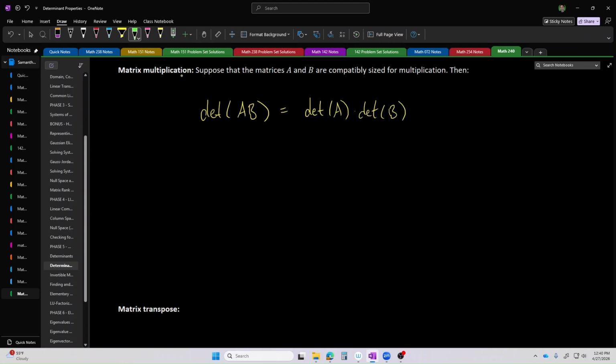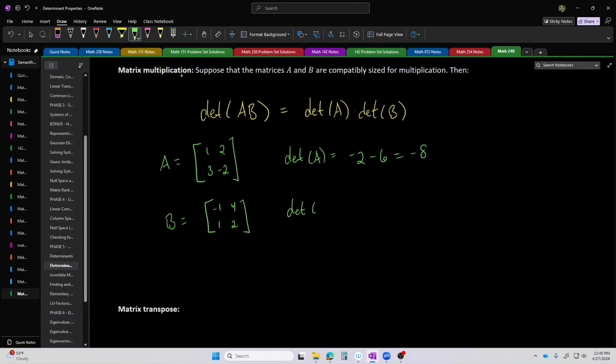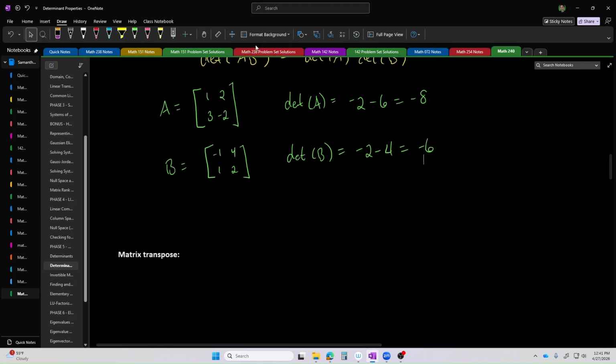Just to demonstrate that and see that in action, let me take a nice simple matrix A being 1, 2, 3, minus 2. And the determinant of the matrix A in this case would be -2 minus 6, result minus 8. Let me take the matrix B to be -1, 4, 1, 2. If I calculate the determinant of this matrix B, then the matrix B would have determinant -2 minus 4. So that would be a value of minus 6. Let's then go ahead and multiply these matrices together and calculate A times B.